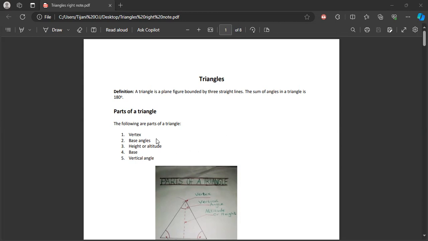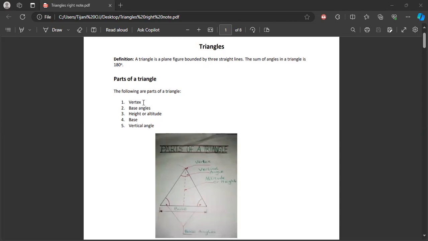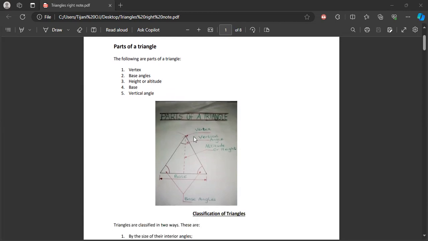So parts of the triangle, as listed here, we have the vertex, we have the base angles, we have height or altitude, we have the base, and we have the vertical angle. So all these are the parts of a triangle. And looking at this diagram, every part is indicated here starting from this point. So we have this point to be a vertex, and a triangle has 3 vertices. This is one vertex, this is one here, and this is another one here. So these are the 3 vertices of a triangle.